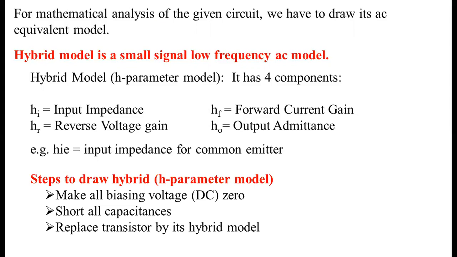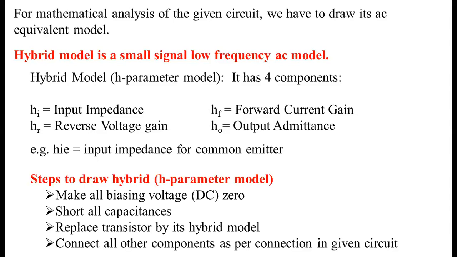Third step is, replace the transistor by its hybrid model. So we have a fixed hybrid model for a BJT transistor or FET transistor. So we will replace the transistor by its hybrid model. After that, we connect all other components as per the connections given in the given circuit. Rest of all the components we will connect as per the given circuit.